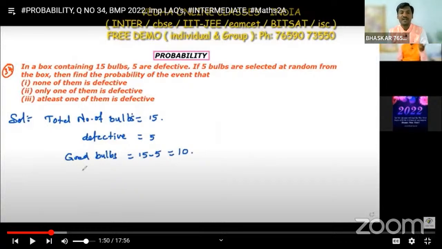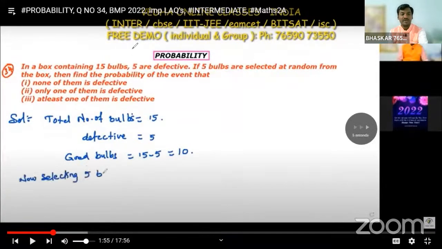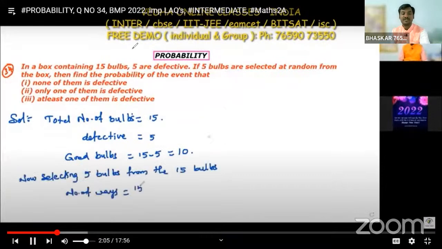How many bulbs are given? Total 15 bulbs are given. In that 15 bulbs, how many defective bulbs are there? 5 defective bulbs are there. How many non-defective or good bulbs? Non-defective bulbs are 15 minus 5 is equal to 10. So 10 are non-defective bulbs.